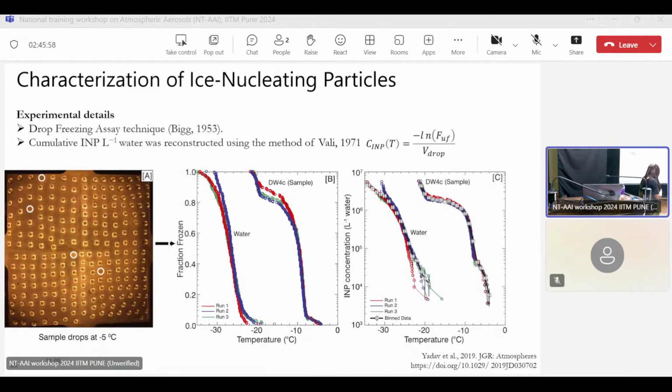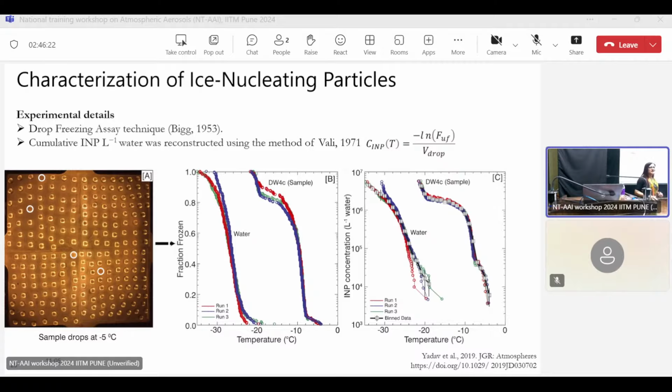So this is from our experiments also. In the first figure, you can see the sample drops at -5 degrees C. Basically, you can see these are the frozen ones and these are the unfrozen ones. And this is the INP spectra. So at least from my talk, you should know what an INP spectra is and how it looks. Tomorrow, if you see an INP spectra, you should be able to understand it, right?